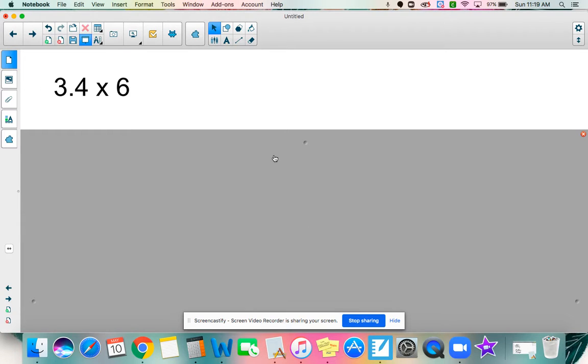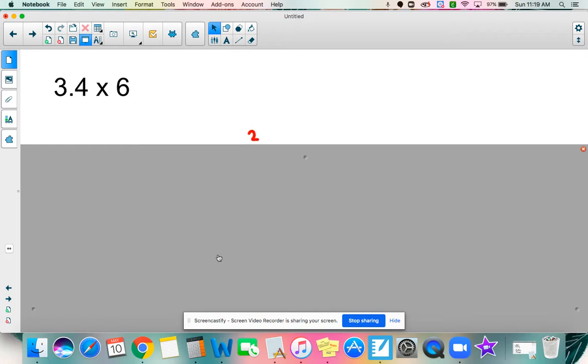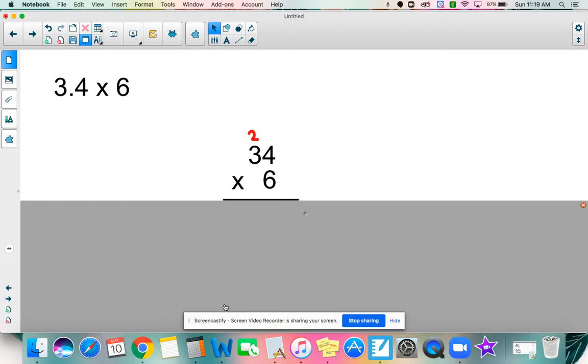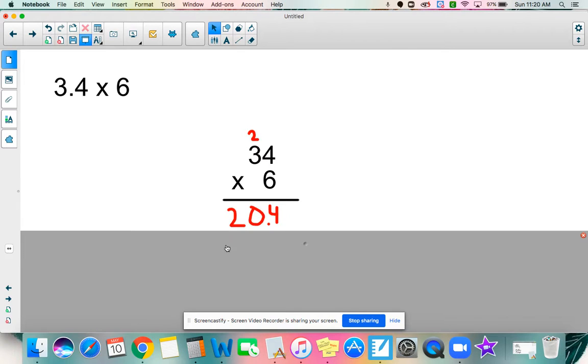Multiplication got a little bit different. We decided that we could think of this not as a decimal, and I could think of 34 times 6. I'll put my decimal back in later to figure out what number would make sense. If I'm doing like 3.5 or 3 times 6, I should get a number close to 18 probably. So we'll figure out where the decimal would go in that.